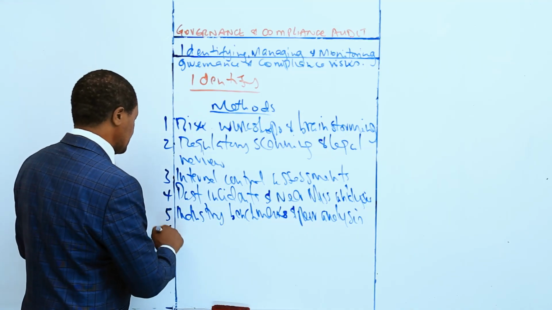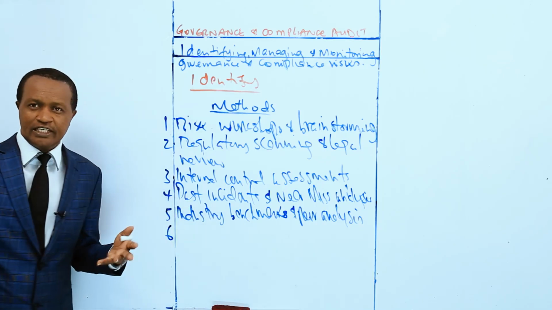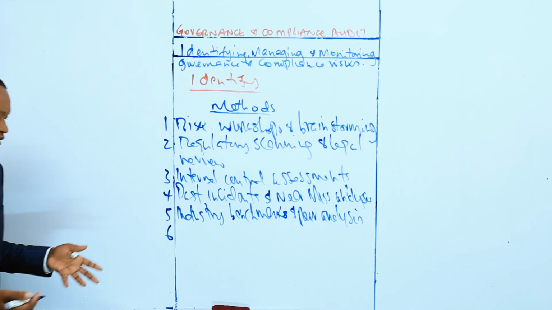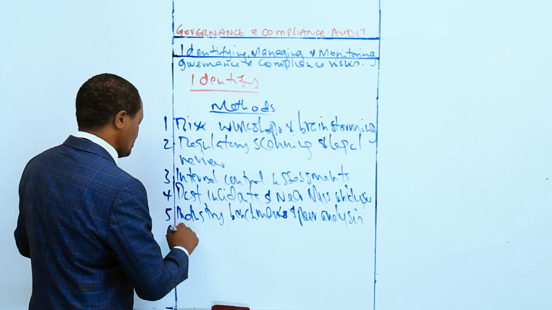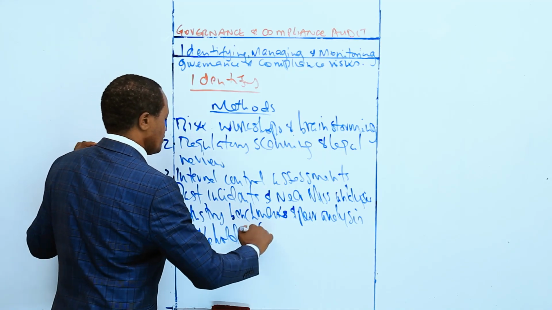Now, candidates, you are identifying methods that can be used to identify governance and compliance risks. The sixth method is stakeholder feedback.